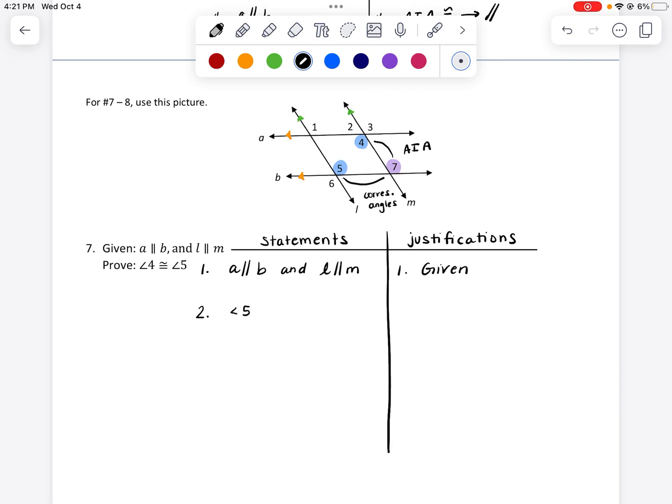So angle 5 is congruent to angle 7. And that is because I have parallel lines, so I know that corresponding angles are congruent. Okay, now I'm going to say angle 7 is congruent to angle 4. And again, because I have parallel lines, alternating interior angles are congruent.